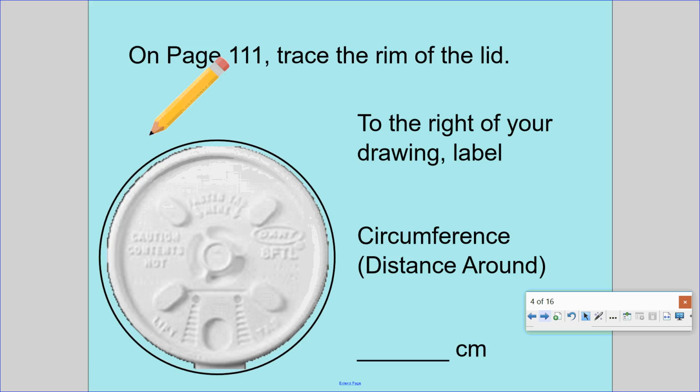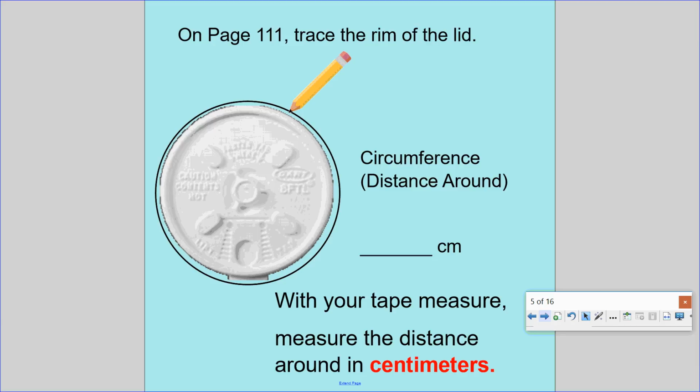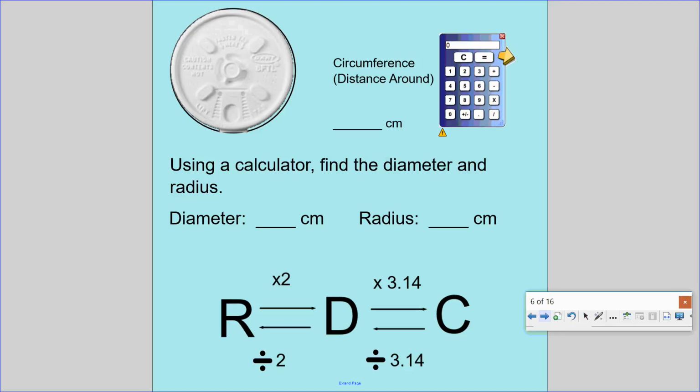So you're going to be getting a coffee lid. To the right of your drawing, label it as circumference, distance around. And then you're going to be getting your tape measure and measure the distance around in centimeters. I believe it is about 33 centimeters. And then, using a calculator, find the diameter and the radius.